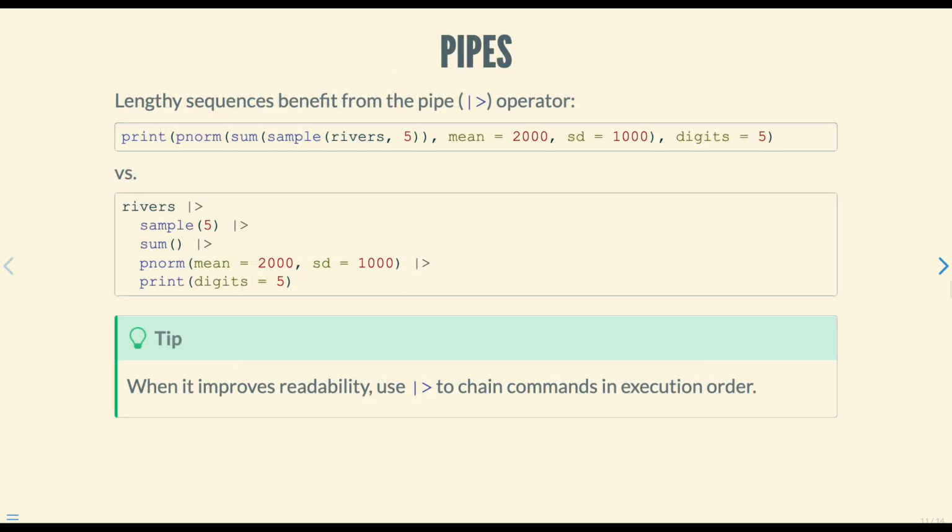Long sequences of function calls can be hard to read. Consider the single line shown in the first code chunk. It runs, but it's hard to see which argument pertains to which function. Using the native pipe operator, consisting of a vertical bar and a right angle bracket, you can break the long sequence of function calls into smaller pieces. The resulting code improves readability because the order of the listed functions is the same as the order in which the functions are invoked. For example, the sample function is called before the sum function.